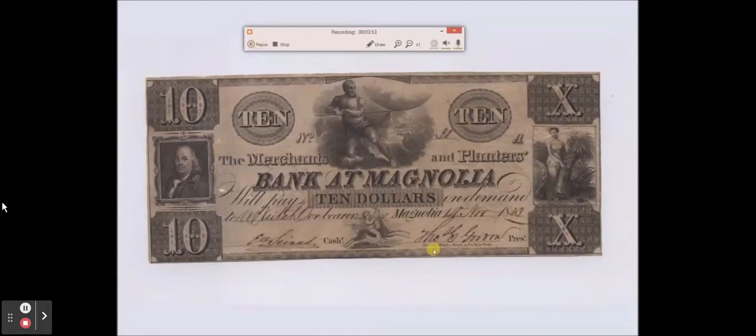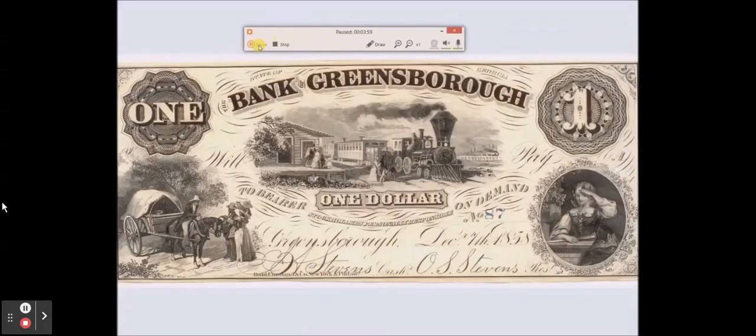And again, it's printed by Rawdon, Wright, Hatch and Company, New York. This is a state bank in Georgia. It's from 1858. It's printed by Bald, Couslands and Company, New York and Philadelphia.